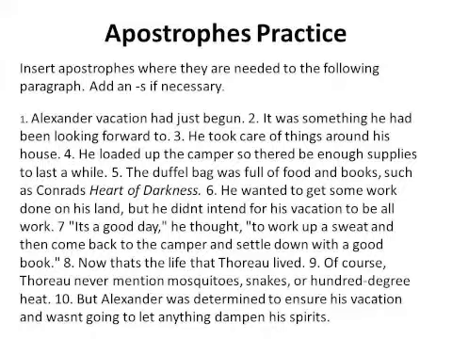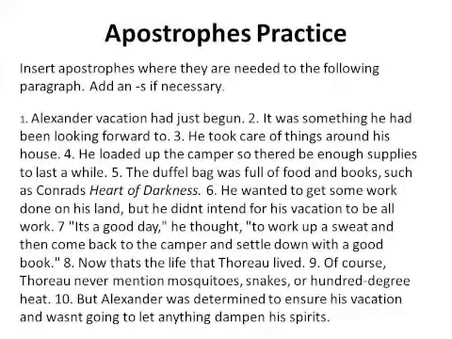Let's look at the paragraph and use the apostrophes in context. Sentence 1. Alexander's vacation had just begun. So the vacation belongs to Alexander. We use apostrophe S because it's a singular person. It was something he had been looking forward to. He took care of things around his house. We don't need an apostrophe with things, it's a simple plural.